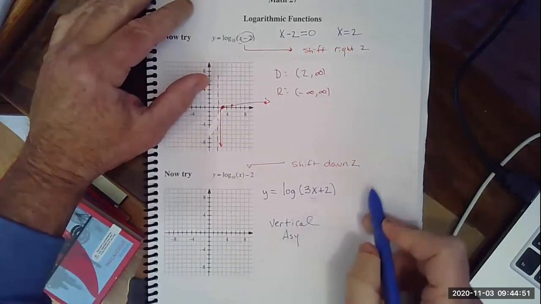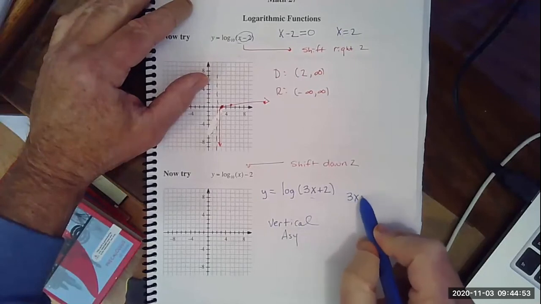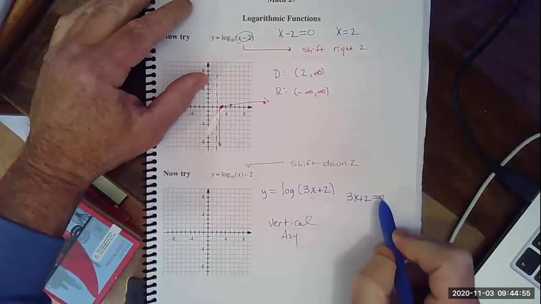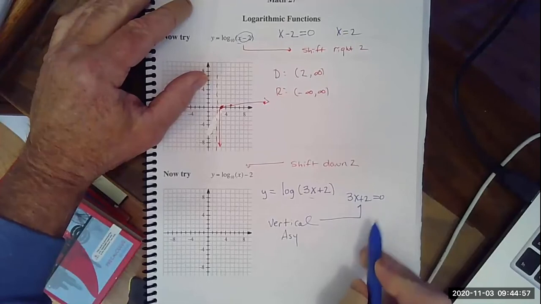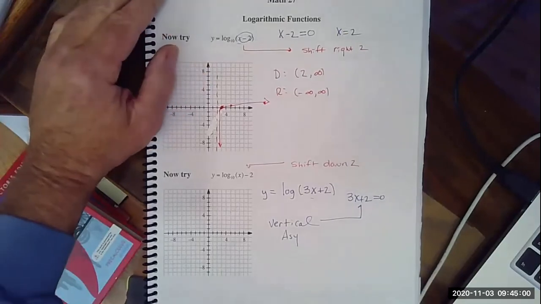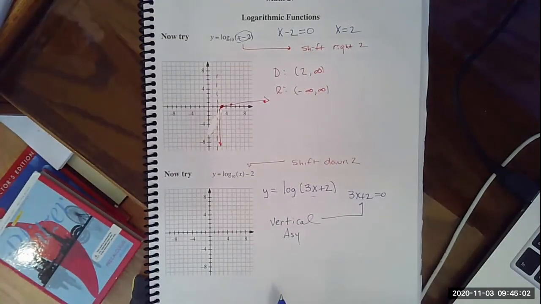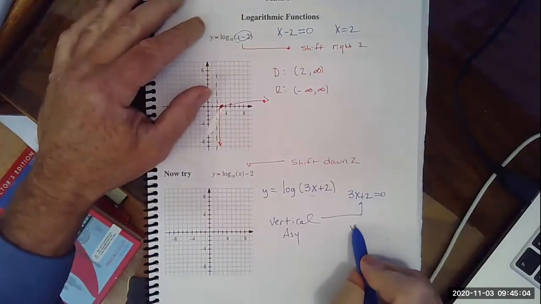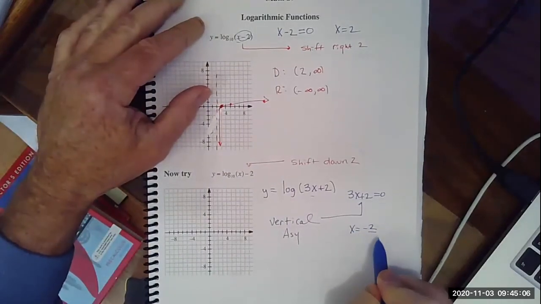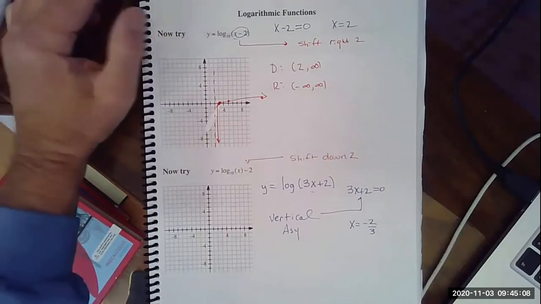So if I did this the same way, 3x plus 2, set that equal to 0 to find the vertical asymptote. Because you've got to solve for x. A vertical line is x equals. This will be x equals negative 2 over 3. You got to move the 3 as well.